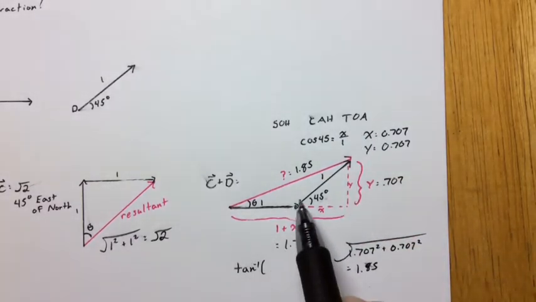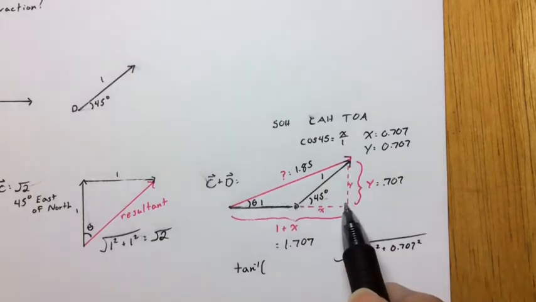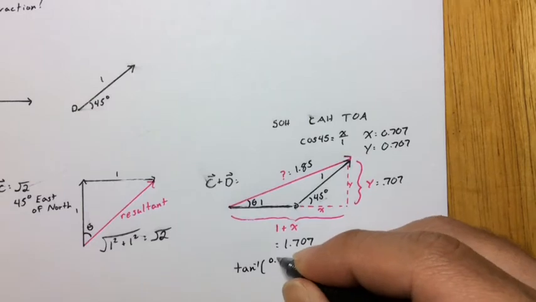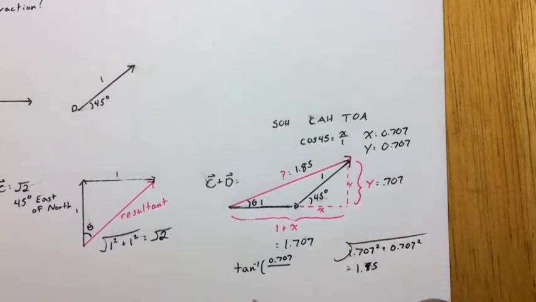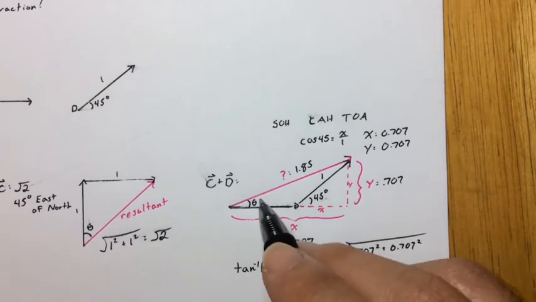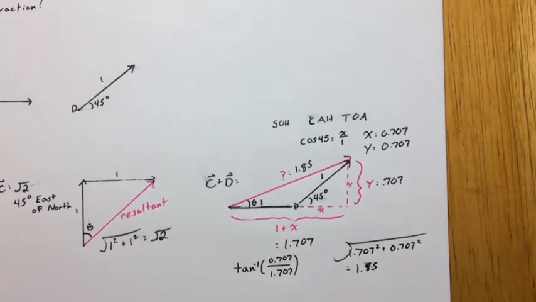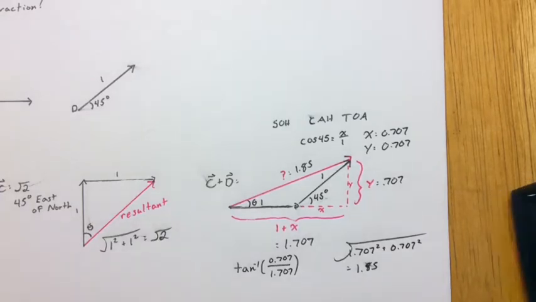So tangent inverse is going to be opposite. What's opposite this angle? It's going to be this side here, because I'm working with the big right triangle. And this side is 0.707. And then adjacent is going to be this whole side here, it's touching the angle, 1.707. And inverse tangent of 0.707 over 1.707 gives me about 22.5 degrees.